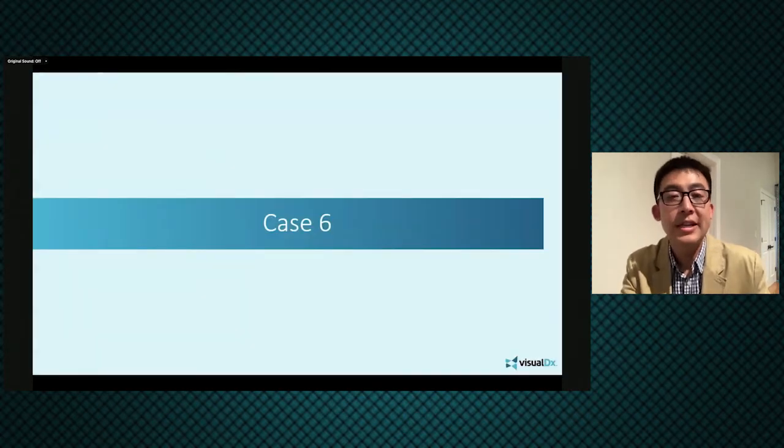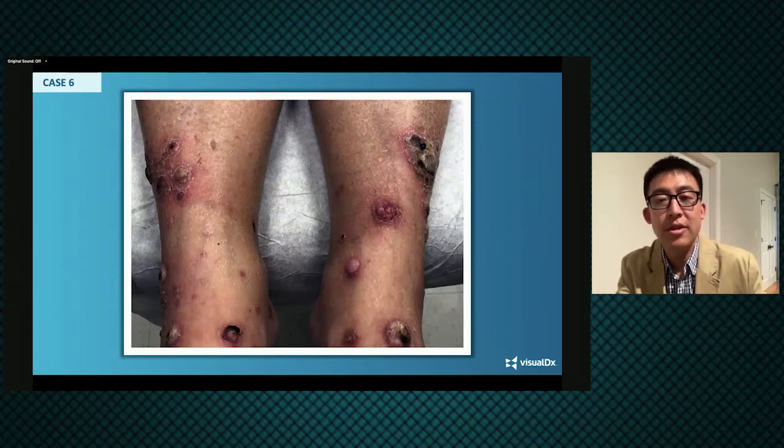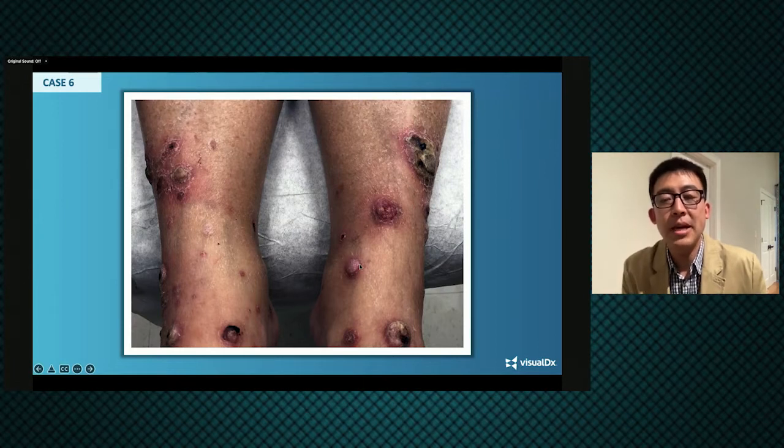All right, case six. So here, these are the lower legs and the ankles of a particular patient. You can tell that they're very, very crusted. This is how they usually start down here, with that pink nodule on the left ankle, and then they start to ulcerate, and then certainly have that rim of erythema around the necrotic eschar that's in the middle.